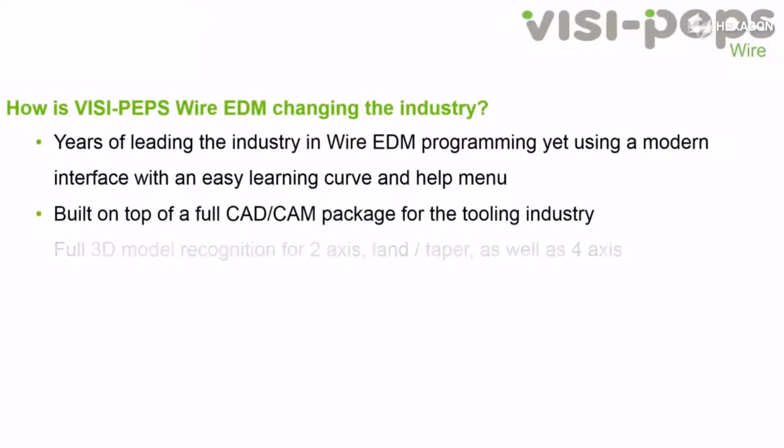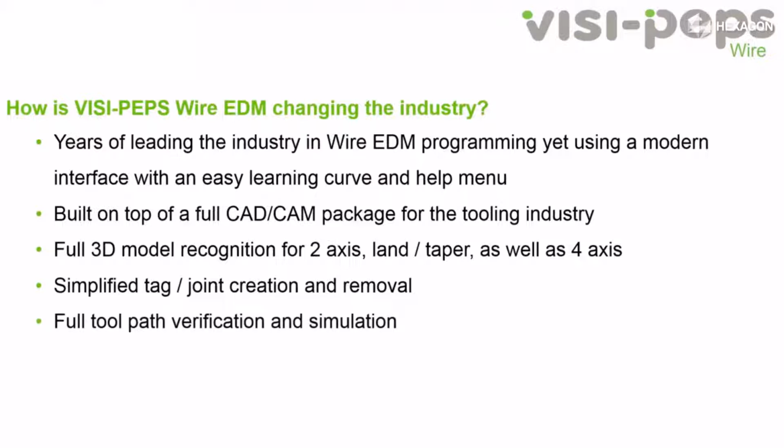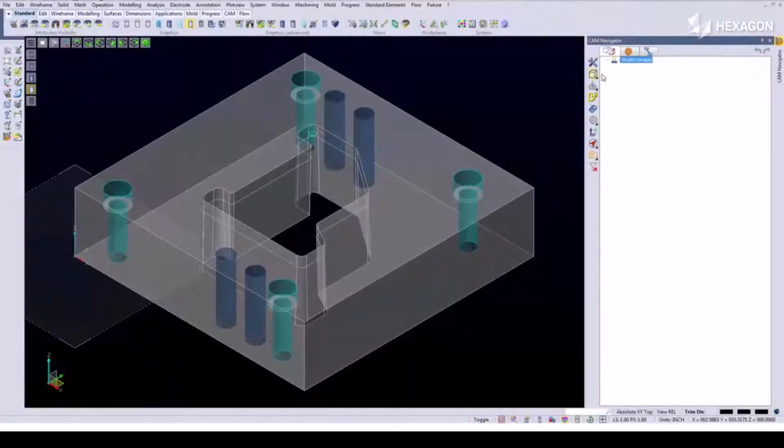The VISI PEPS Wire module is built on top of a full CAD/CAM package for the tooling industry. This includes a full 3D model recognition for 2-axis land and taper, as well as 4-axis features. It has simplified tag and joint creation as well as removal. This also includes full toolpath simulation and verification, as well as a comprehensive machine and post-processor database.